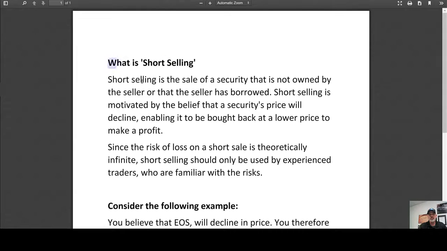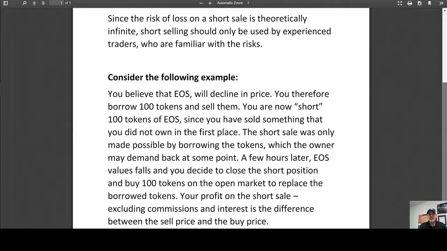Traditional short selling would entail the sale of a security that is not owned by the seller or that the seller has borrowed. Short selling is motivated by the belief that a security's price will decline, enabling it to be bought back at a lower price to make a profit. So let's take a look at an example.